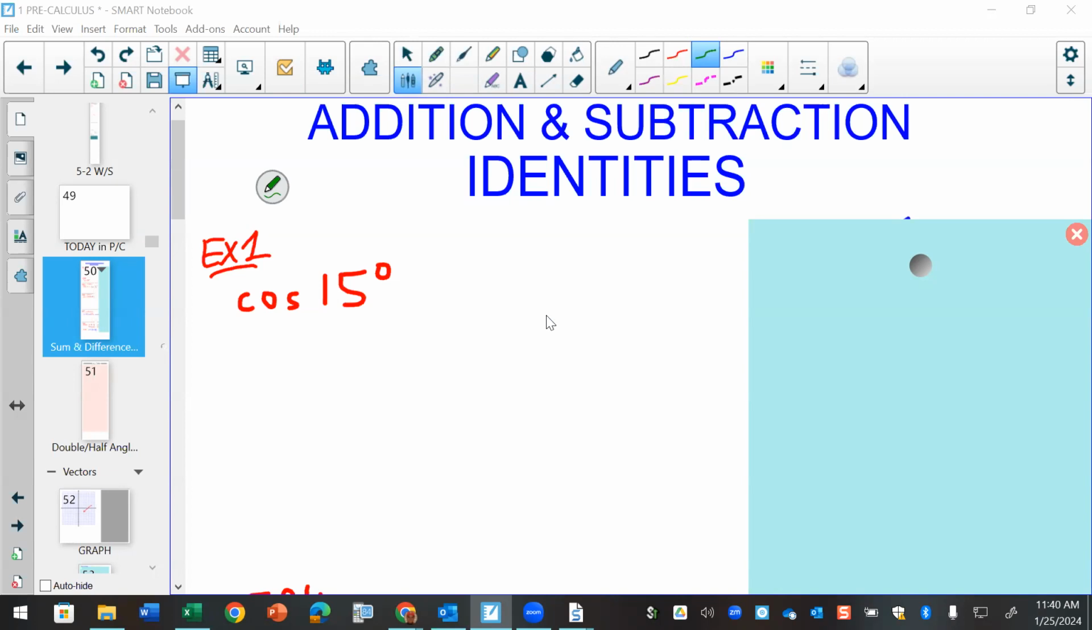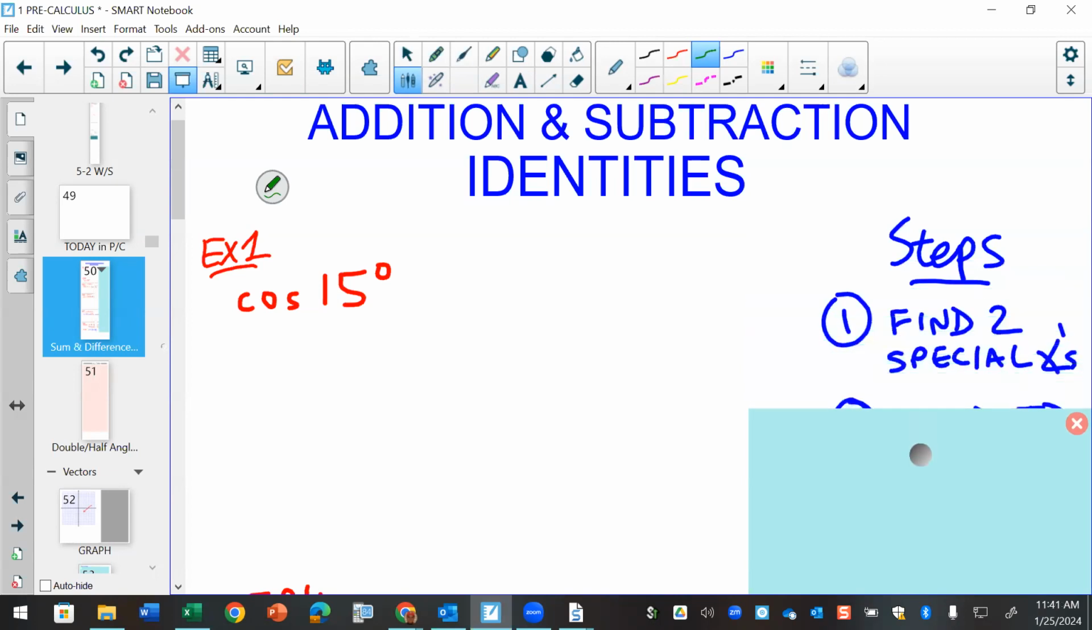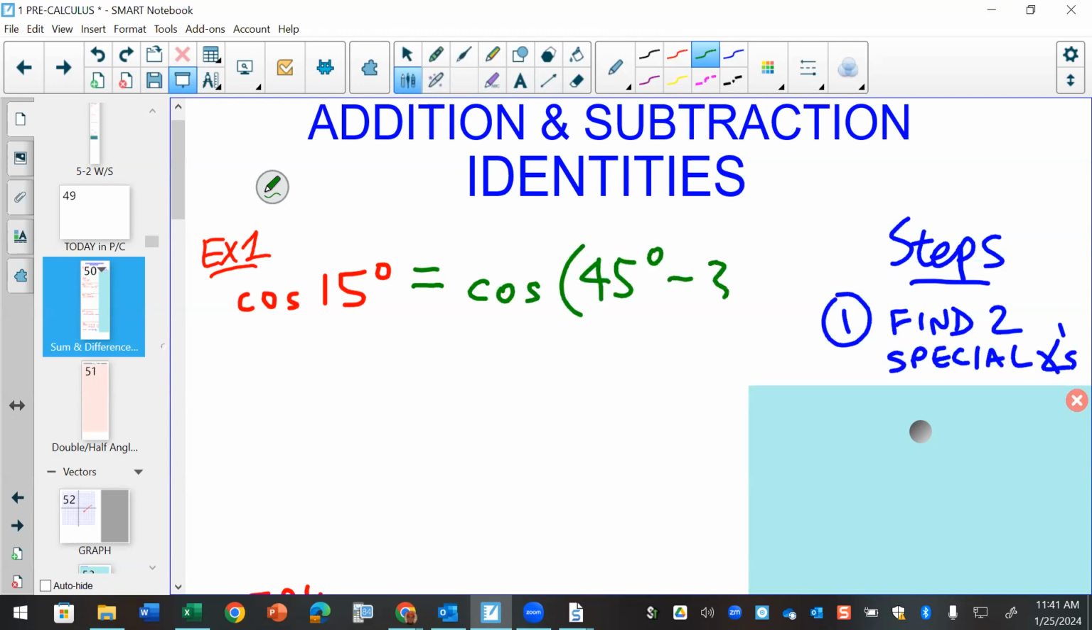You gotta look at the non-special number and say, find two actual special angles that either add or subtract to give you that number. You tweeting this out? Good, good. So this is step one. We'll use my man that just left his numbers. But as we said, you can use any special numbers as long as they subtract to give you 15.